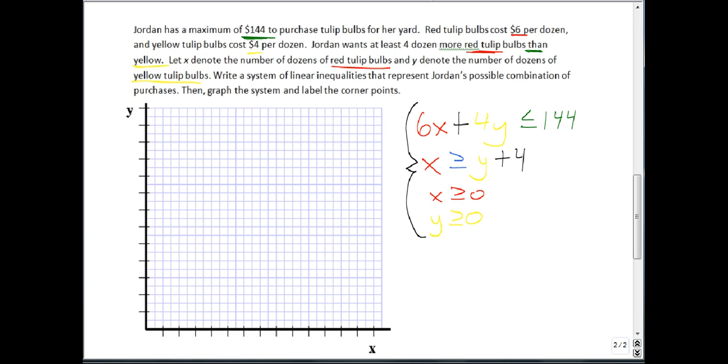So we get out a calculator. 144 divided by 6 is 24. Let's make each of these tick marks 4. So this is 4, 8, 12. So our x-intercept, for 6x plus 4y equals 144, is over here at 24. The y-intercept is at 36. 24, 36.